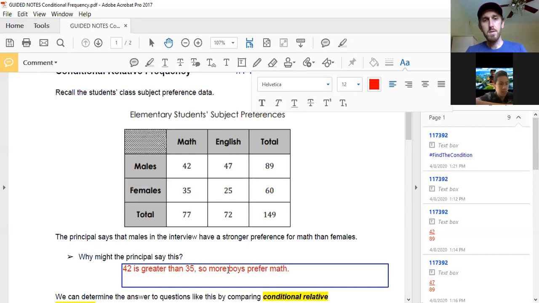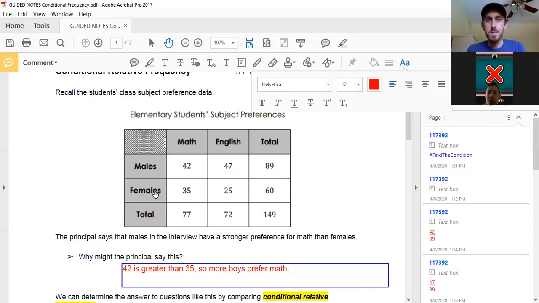Okay, so here's a trick. I kind of trapped Juan on this one, because it is true that 42 is a bigger number than 35. But Juan also noticed something else, right? He noticed that if he's just looking at the boys, what he said was true: more boys actually prefer English, because 47 is a bigger number than 42. So more boys prefer English to math.